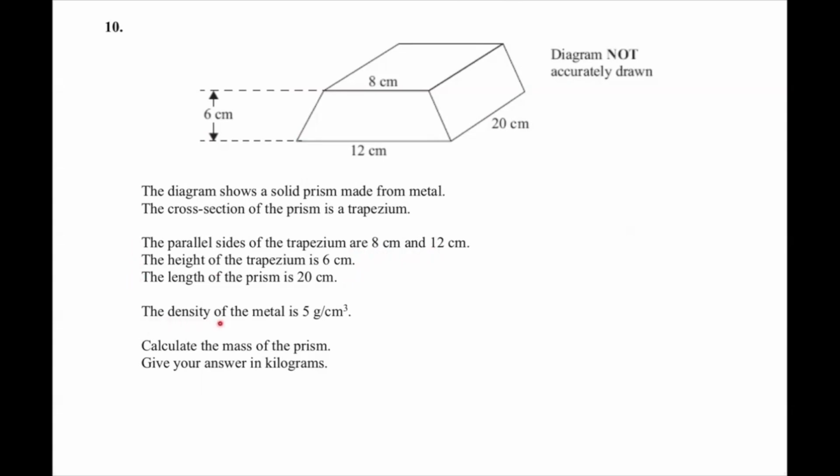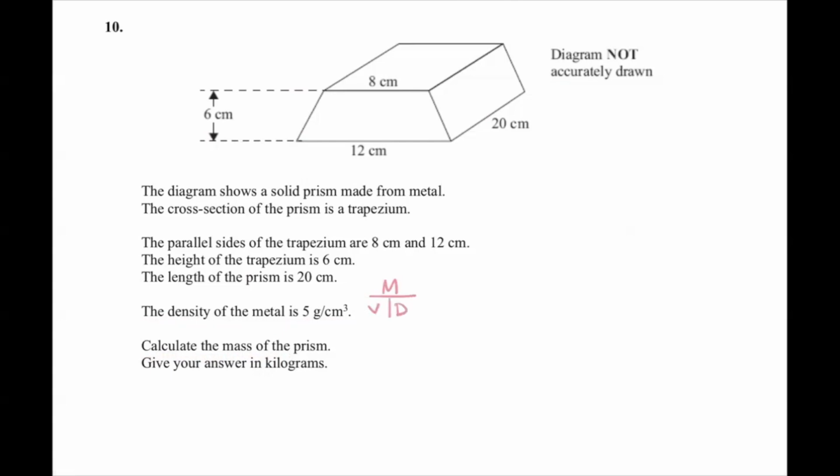It then says the density of the metal is 5 grams per centimeter cubed. So I've read a keyword here, density, and it's asking me to calculate the mass. So I now know that this is going to be a mass density volume. So I'm just going to quickly write that down so I don't lose sight of my formula.